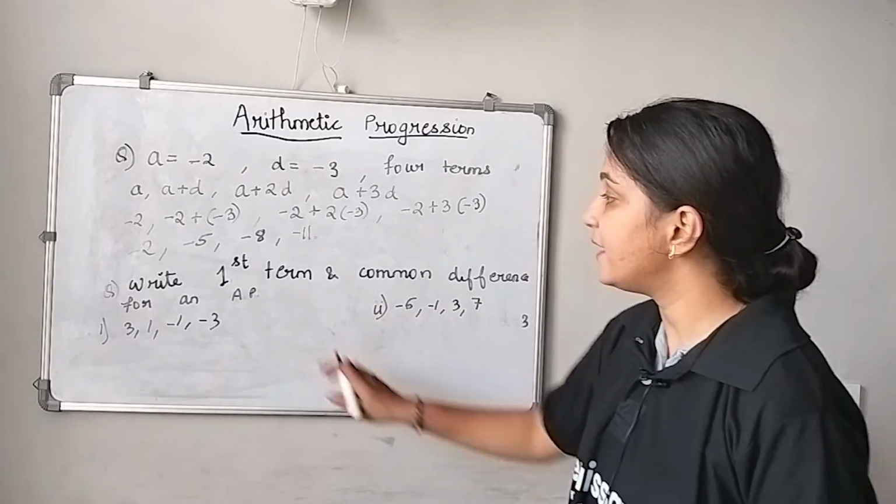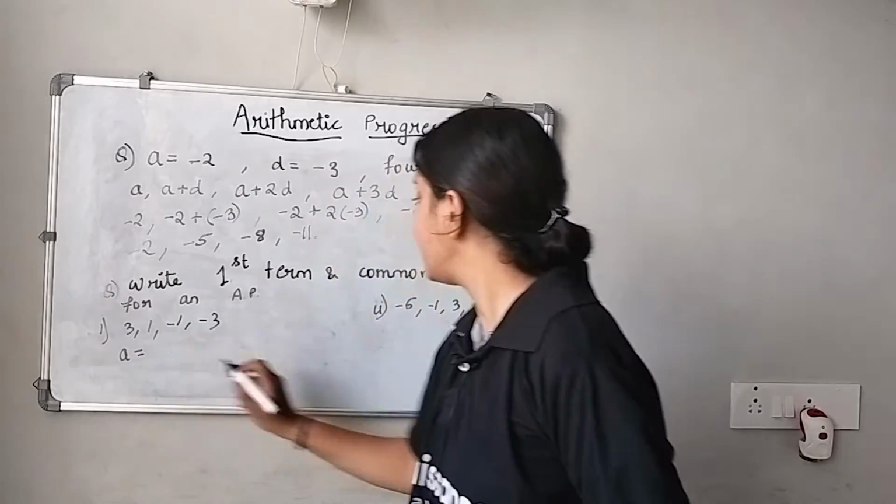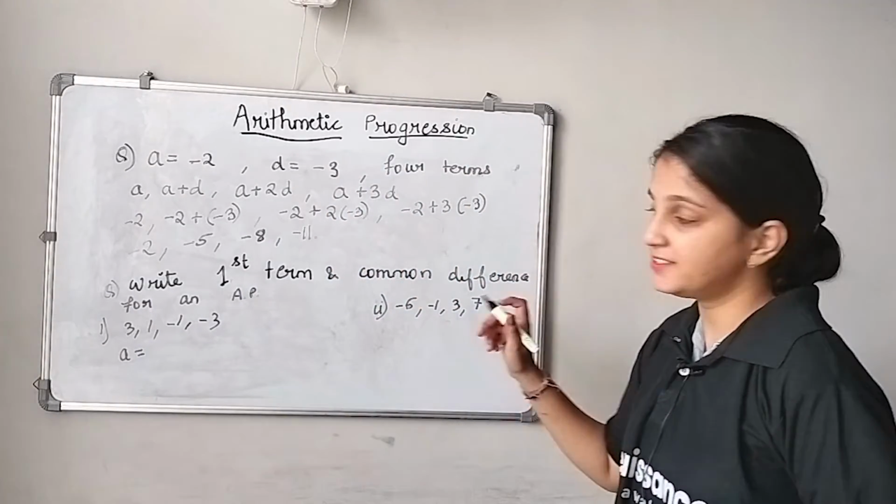Okay, we have to write the first term. How do we write the first term? That one is A. And how do we write the common difference? That is D.